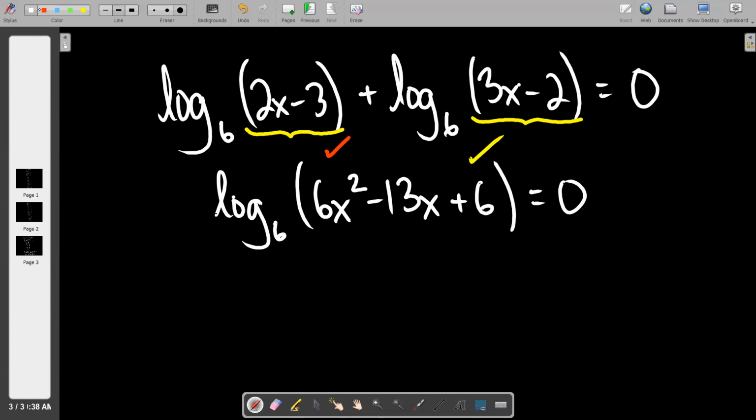Can't factor yet. It's not a solvable equation right now. It's a logarithmic equation. We do not solve logarithmic equations. We convert them to other types of equations so that we can solve them. Say it again. 100% of the time, yes. That's 6x squared minus 13x plus 6.